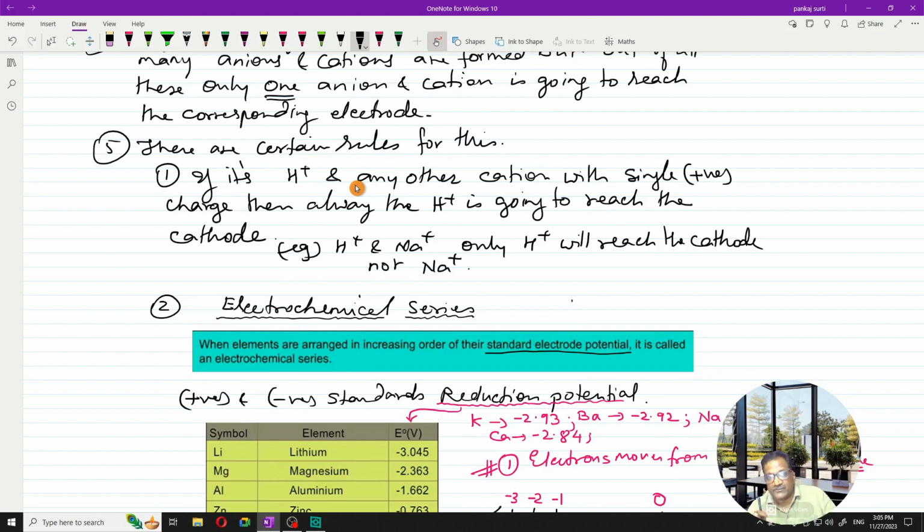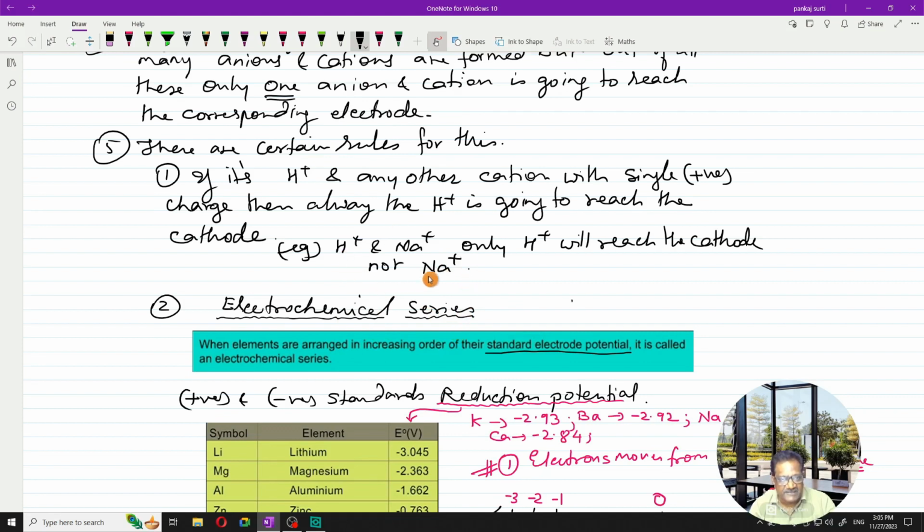So there will be a competition between the two, and in this competition there will be only one winner, either the hydrogen ion or the sodium ion. The rule says that when there is a competition between a hydrogen ion and any other ion like sodium, then hydrogen is going to reach the cathode, not sodium. Now there's a rule behind that, which we can understand with the help of something called the electrochemical series.